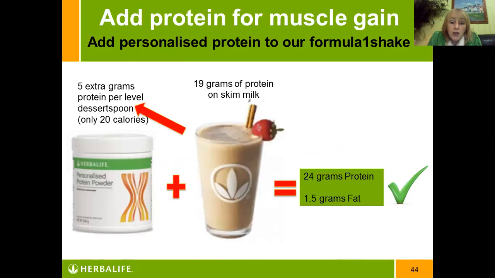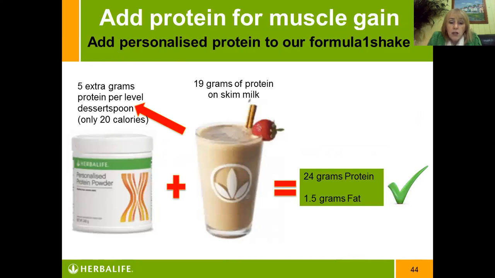And if you combine that with your protein shake made with skimmed milk, that will be another 19 grams of protein, and that will equal 24 grams of protein with only 1.5 grams of fat. So that's an excellent choice for wanting to lose weight. It combines the complex carbohydrates with the protein together as a balanced meal.